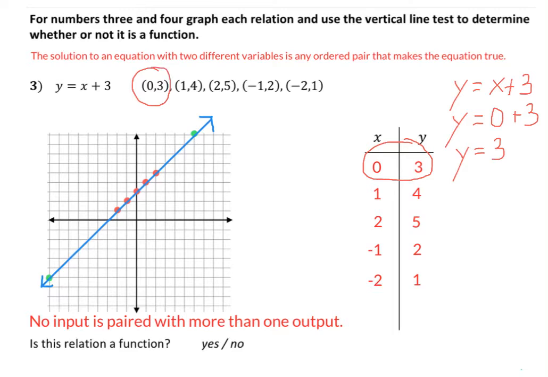For example, when I choose the x value 1, I start with the equation y equals x plus 3. Substitute 1 for x this time, so y is now equal to 1 plus 3. And that means y is equal to 4. So again, when x is 1, y is 4, and that's where our second ordered pair comes from.